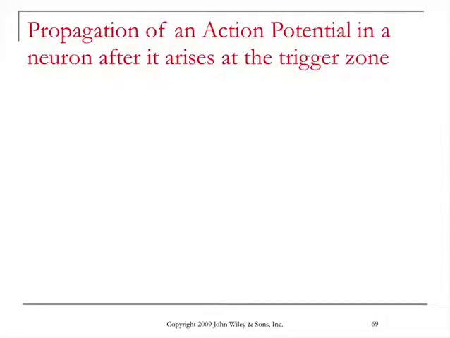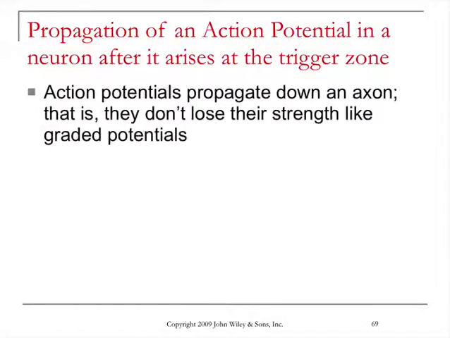Let's now take a look at the propagation of an action potential in a neuron after it arises at the trigger zone. Action potentials propagate down an axon. That is, they don't lose their strength like graded potentials do.